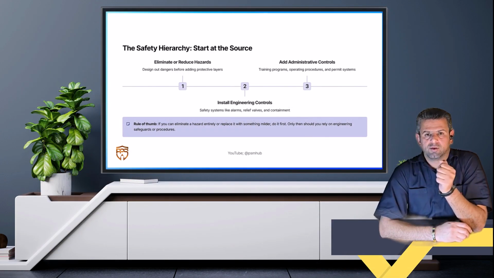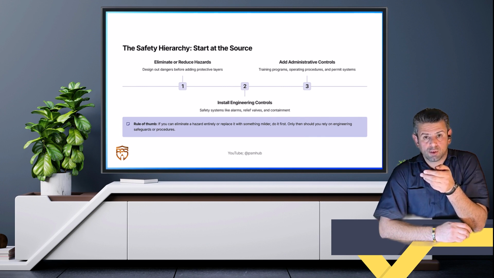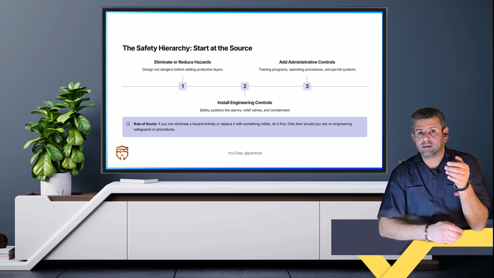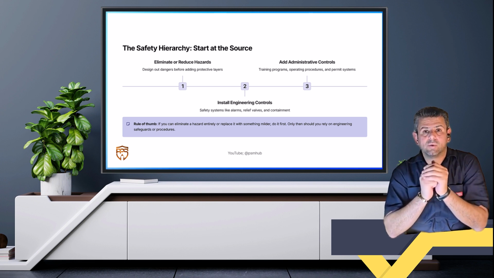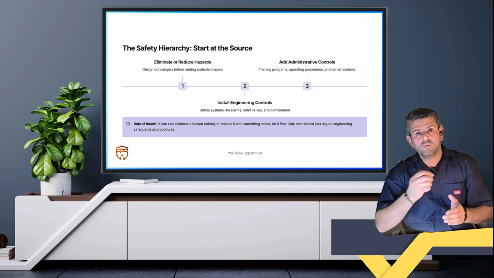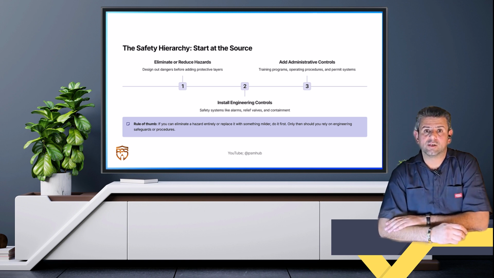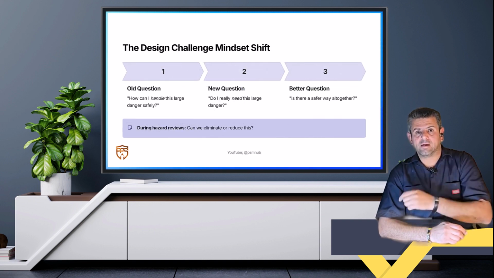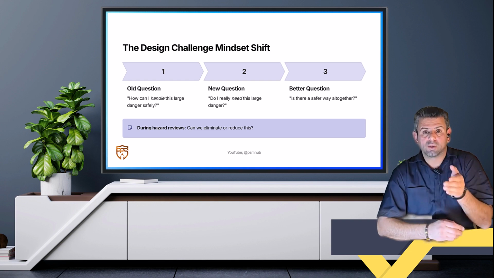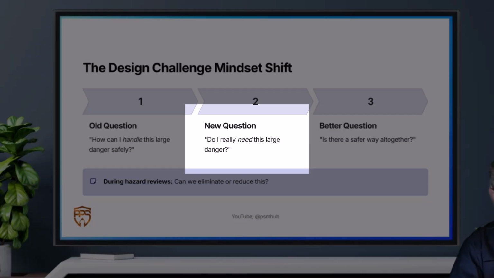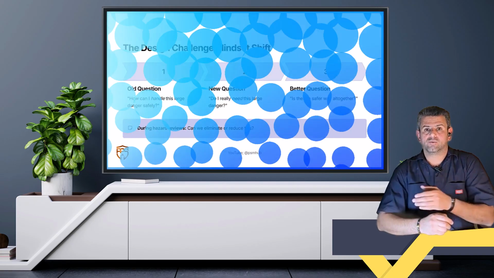Modern process safety standards strongly emphasize this approach in facility siting and layout design. Eliminating and reducing hazards comes first in the hierarchy of safety controls. Only when inherent safety measures are exhausted do engineers move on to adding engineered safeguards and administrative rules. It's a bit of a mindset shift. Rather than asking, how can I handle this large danger safely, we ask, do I really need this large danger, or is there a safer way altogether?